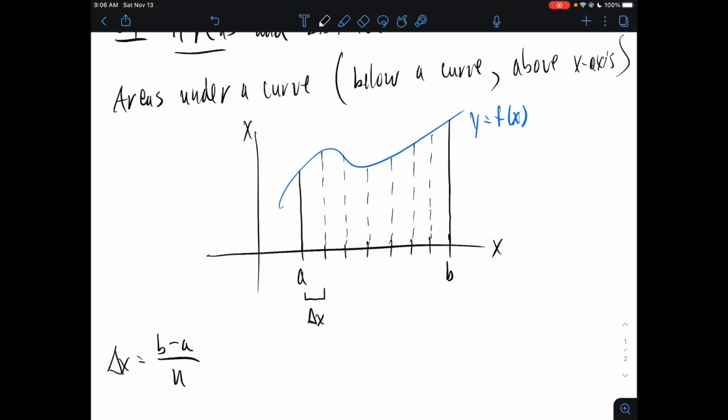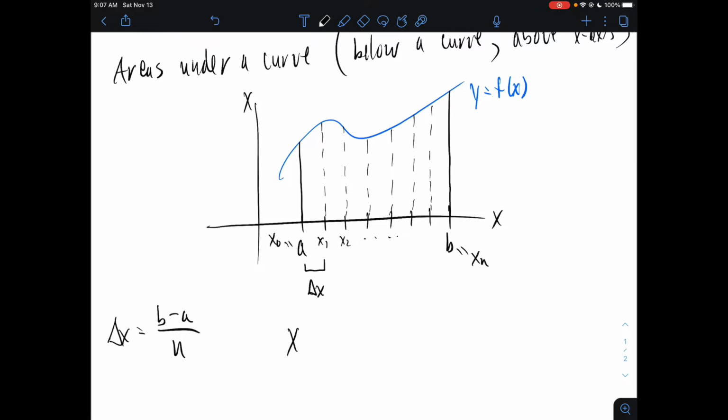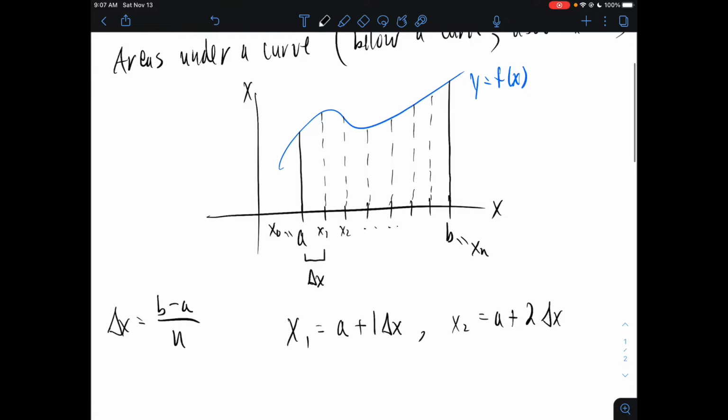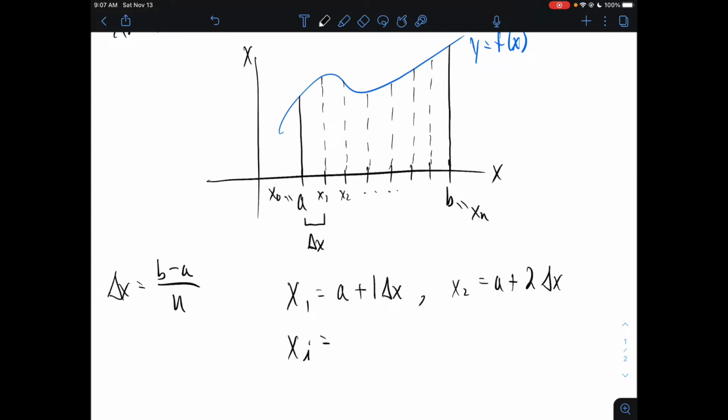What are the endpoints? Like this one will be x1, x2, etc. A is x0 and b is xn. How do we find the locations of these endpoints? Well, x1 is just start at A and add one value of delta x. x2 is start at A and add two values of delta x. So in general, xi is just start at A and then add i values of delta x.